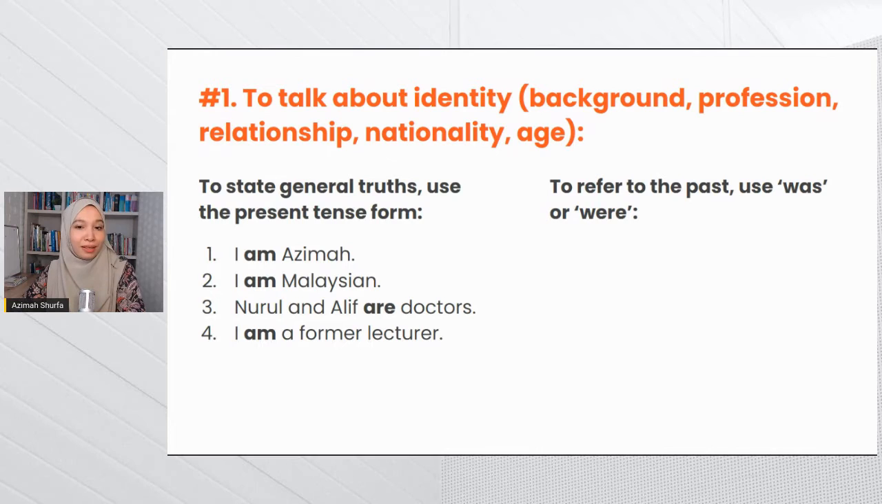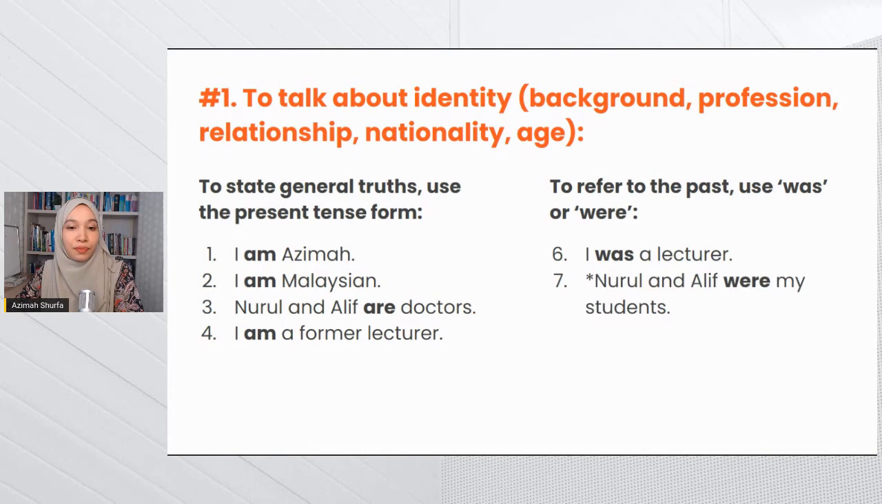To refer to the past, use was or were, depending on how many subjects there are in that sentence. So I was a lecturer. I'm talking about my former occupation. So if you look at number 4, when we looked at the previous one, I am a former lecturer. So you don't need to say I was a former lecturer. But for this one, I was a lecturer, okay?